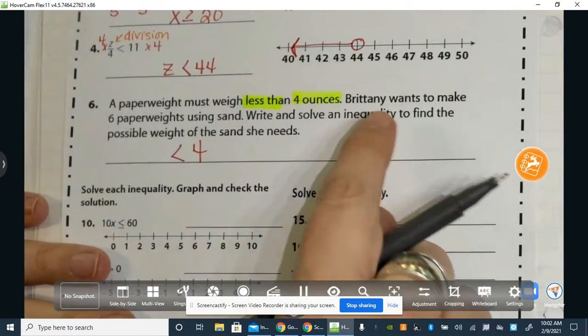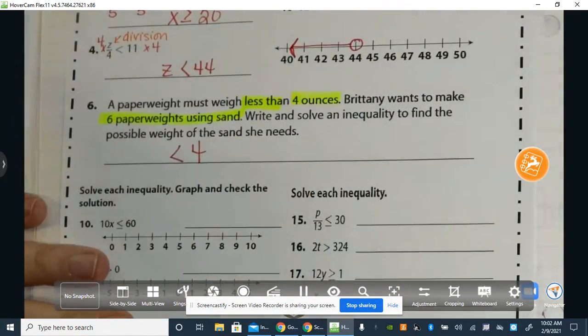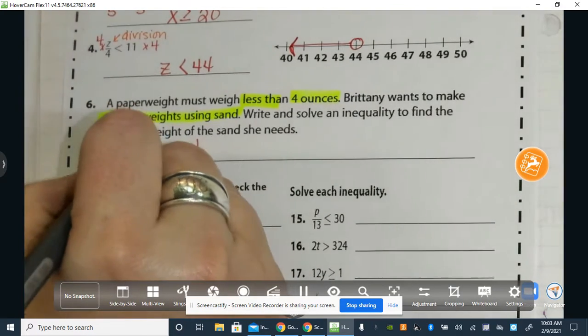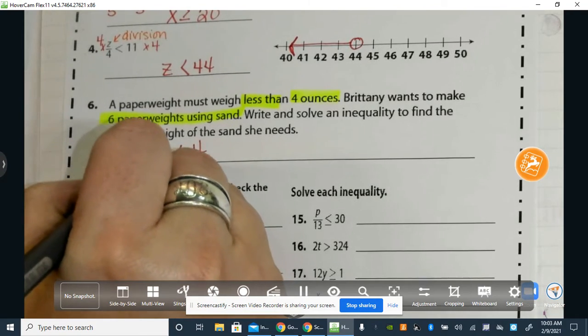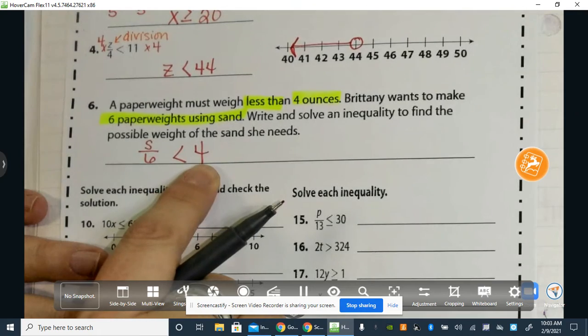Okay, she wants to make 6 paperweights using sand, right, and solve an inequality to find the weight of the sand that she needs. So if we're looking at this, we're going to take our amount of sand and we're putting it into 6 groups. So it would be a division problem. So S for sand divided by 6, which represents the paperweights, needs to be less than or equal to 4.